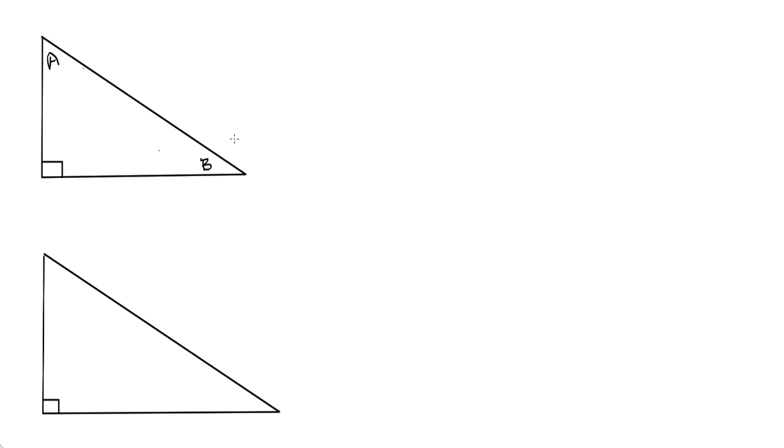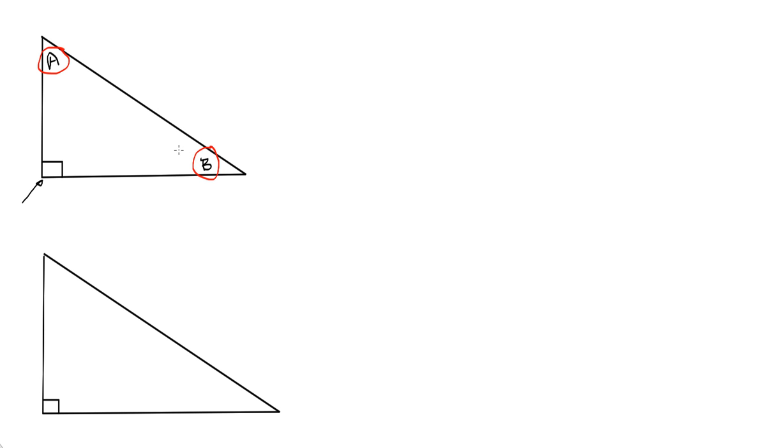And we know that the sum of the angles in a triangle is 180 degrees. So if one of our angles is already 90, that means that my A and my B have to add up to 90 degrees, meaning that my two acute angles, let me go ahead and circle them, my two acute angles in a right triangle are complementary. They add up to 90 degrees.